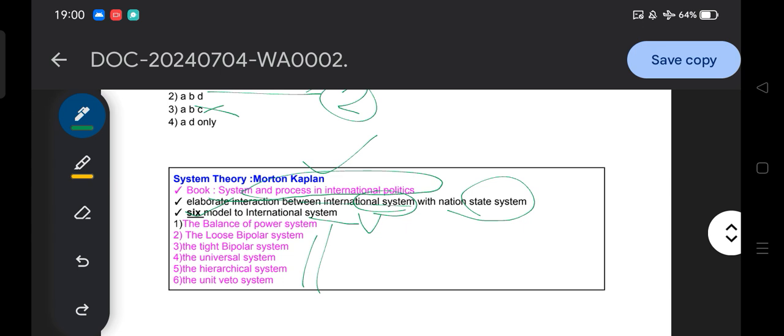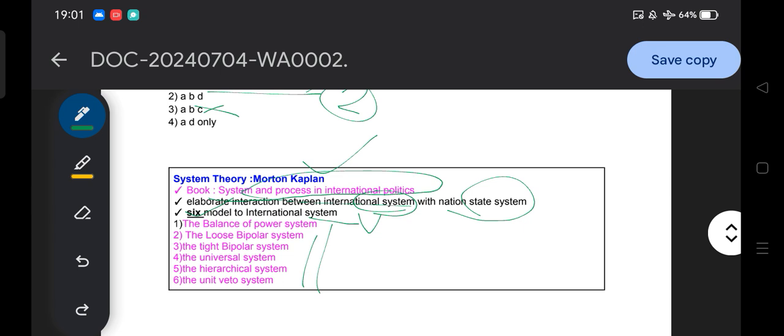Then next, the loose bipolar system. What is a loose bipolar system? A loose bipolar system is one in which there are two super blocs along with the existence of a third world or alliances or international organizations like the United Nations. Then the tight bipolar system, in which there are two superpowers, two poles, with no alliance, or even if alliances exist, they have no relevance.